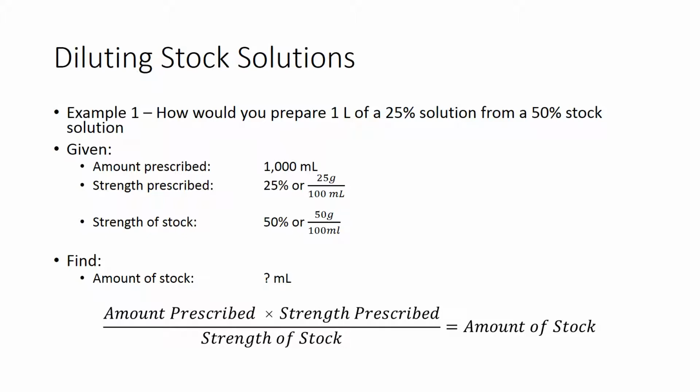So we would set up our known items. We want to prepare 1 liter of a 25% solution from a 50% stock solution. So our given is that our amount prescribed is 1,000 milliliters, which is 1 liter. The strength prescribed is 25%, or 25 grams for every 100 milliliters. The strength of the stock, though, is 50%, which is 50 grams for every 100 milliliters. And we need to find the amount of the stock. That's our unknown. And again, we're using our standard formula here.